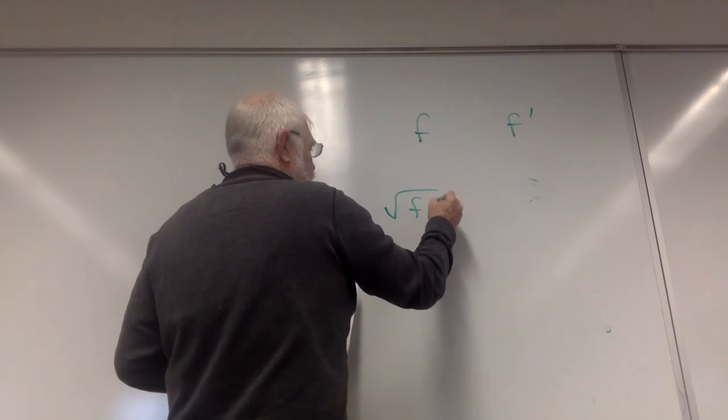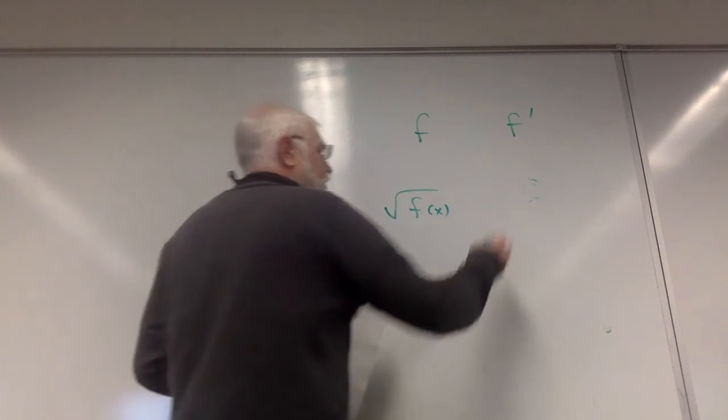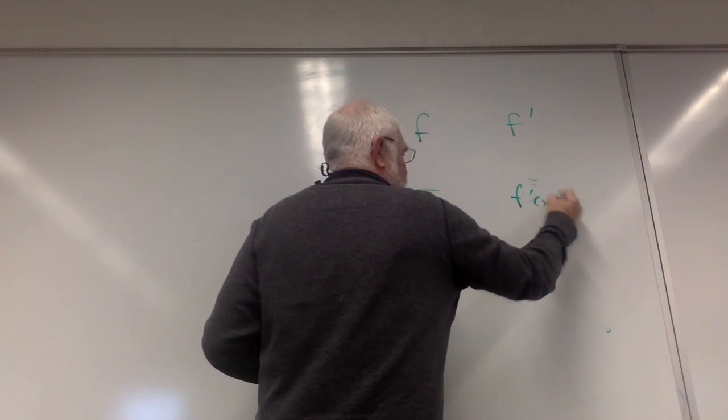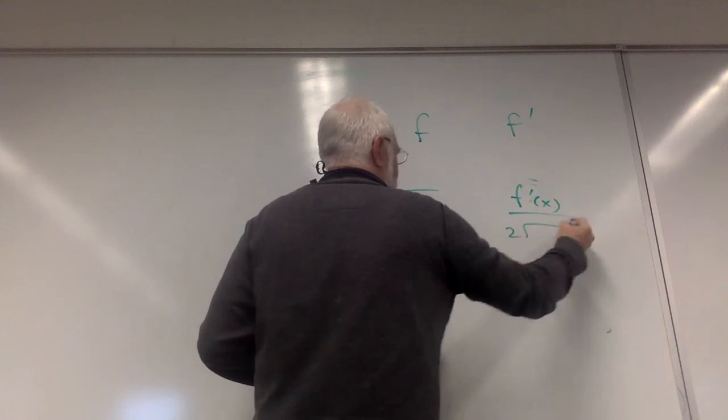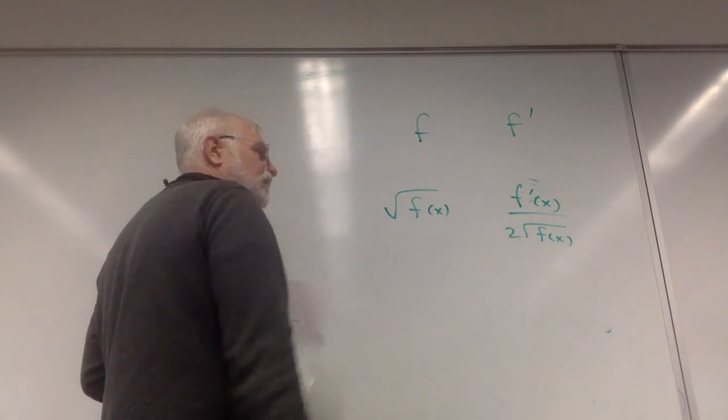Square root of f of x. Give you a chance to get away from that, coming right back to it. What's the derivative of the square root of f of x? F prime of x over 2 times the square root of f of x. There's your derivative.